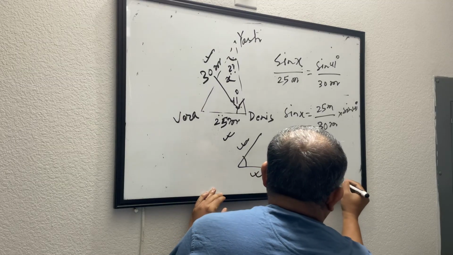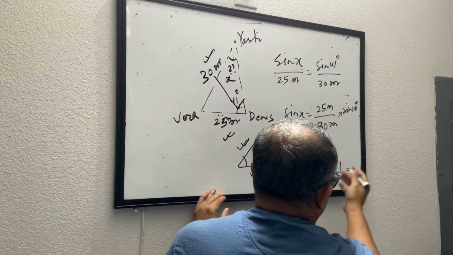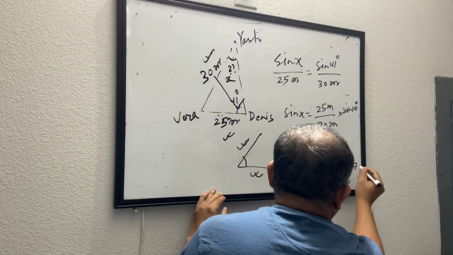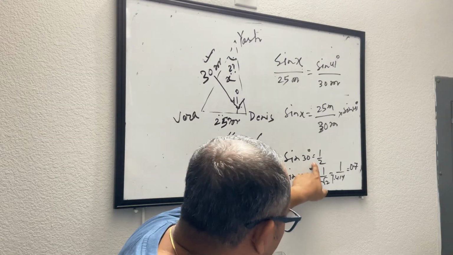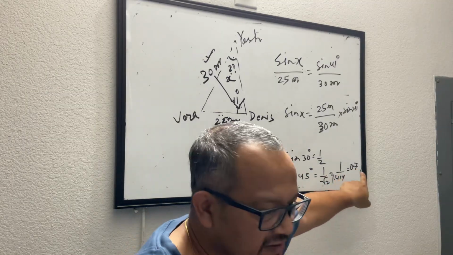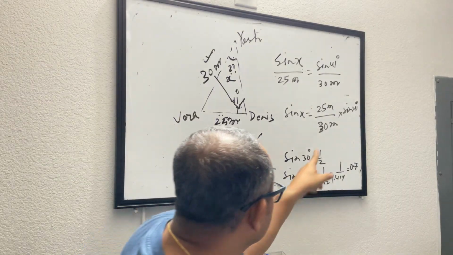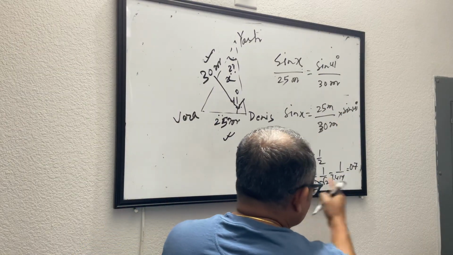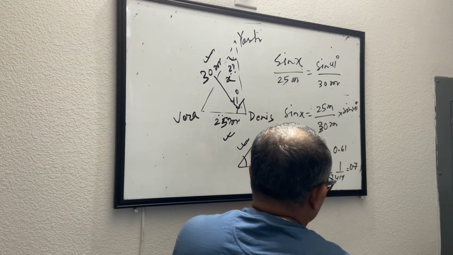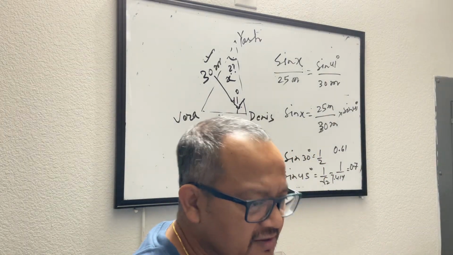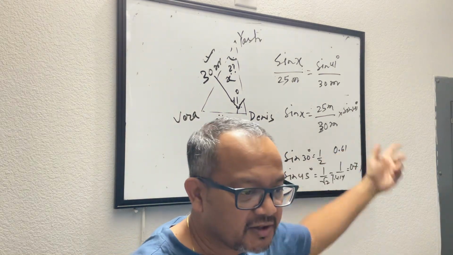1 by 1.414 is probably 0.7 something. So sine 30 is half, 0.5, and sine 45 is 0.7. I will do some interpolation to say sine 41 will probably be a little less than sine 45, maybe 0.61 or 0.62. I'm just making a guess. You will have a calculator to find out the value of sine 41 and you can plug it here and derive it.